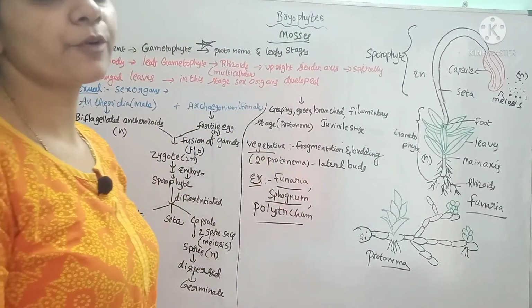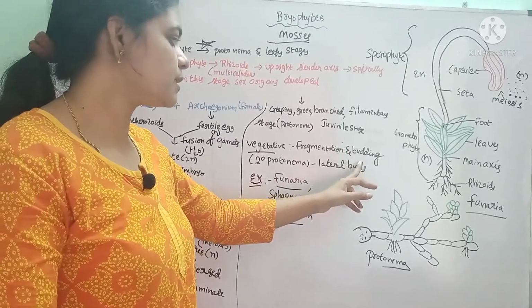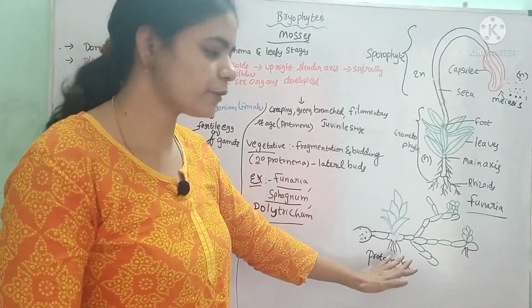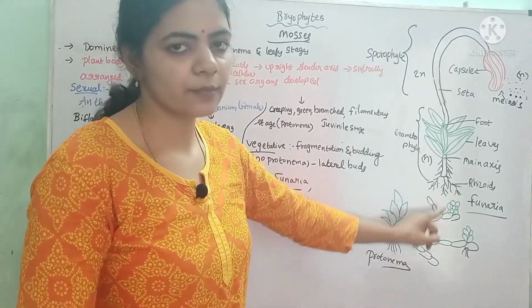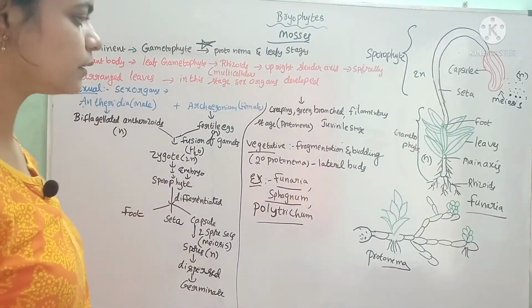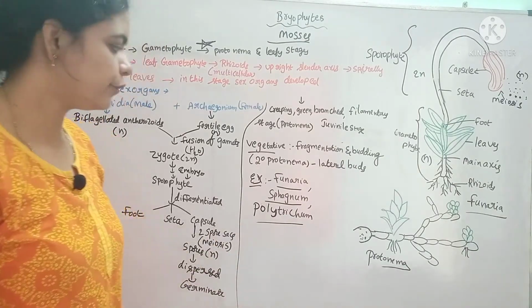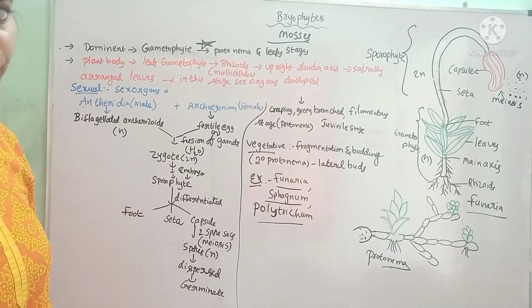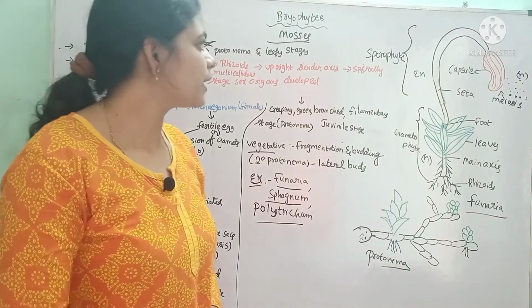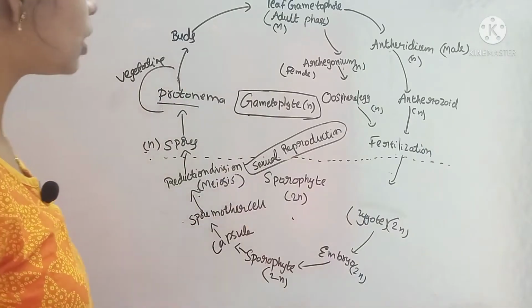Vegetative reproduction is by means of fragmentation and budding. Budding is seen in the secondary protonema stage. Some secondary protonema develop bud-like structures, and with the help of that, they will propagate. Examples for these mosses are Funaria, Sphagnum and Polytrichum. With this, we have completed the mosses. This is the life cycle of mosses.